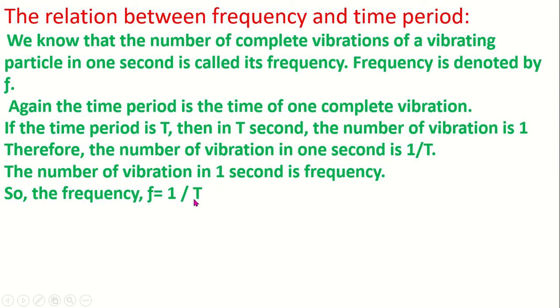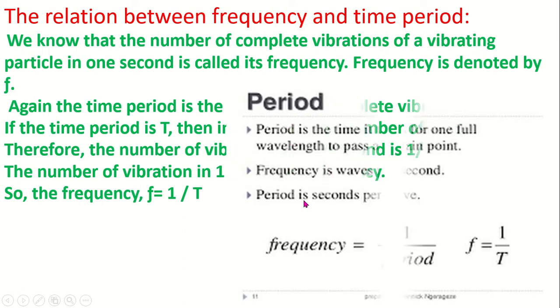You will require this formula while doing the mathematical problem. And if it comes in the B number question, construct the relation between frequency and time period, you will answer the question writing in this way. Okay? So look, dear students, period is the time it takes for one full wavelength to pass a certain point. Frequency is wave per second. Period is seconds per wave. So frequency equal to 1 by period, that is equal to 1 by t.